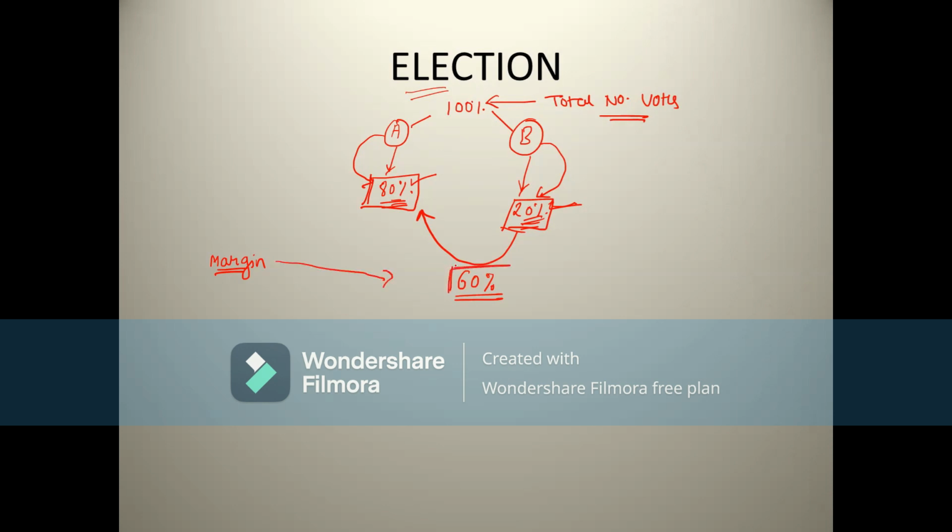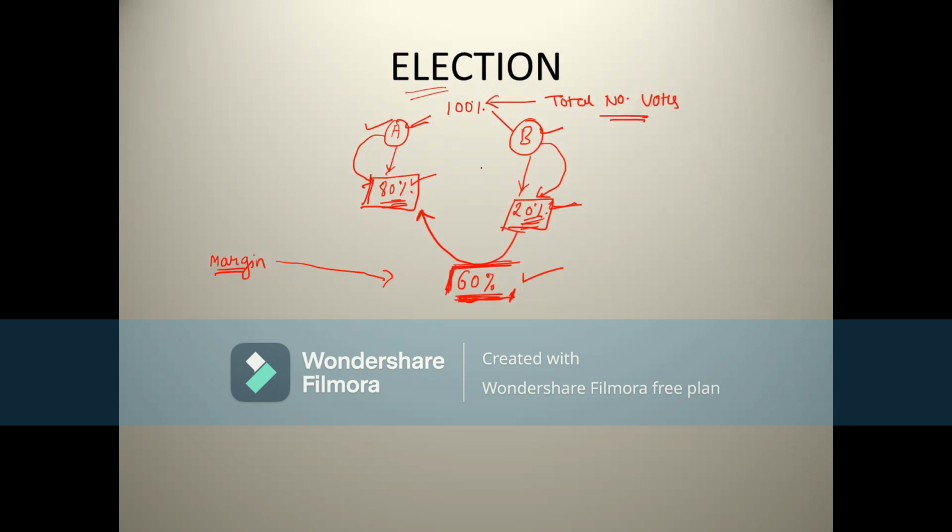So the margin of votes is 60% between A and B. This is one concept: the difference between the winner and the person who loses. In this case the difference is 60, so 60 will be the margin of votes by which A won the election. Are you with my point?